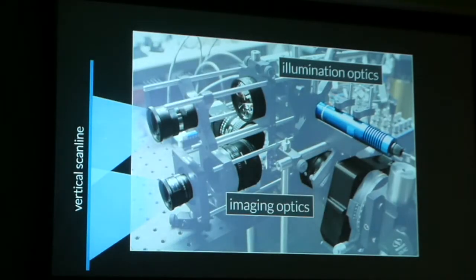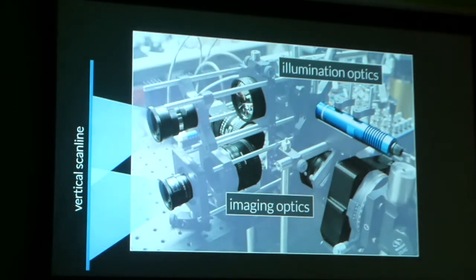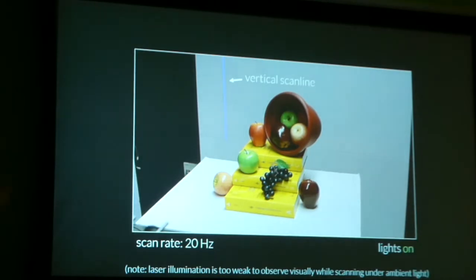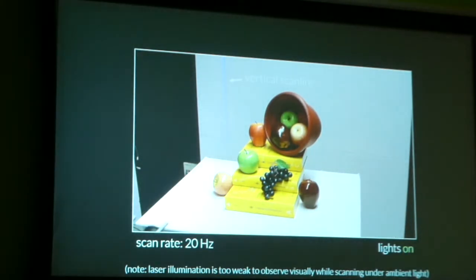So we trained this network, and we also built this hardware prototype to test this out on captured data. This is a custom LiDAR system that we built. We have a picosecond laser illuminating a vertical scan line, and then we have a 1D SPAD array that is imaging this scan line, and then we scan it back and forth across the scene. So here's an example of the system in action.